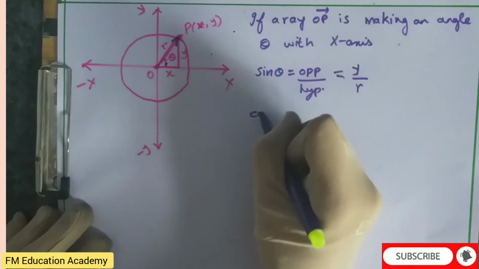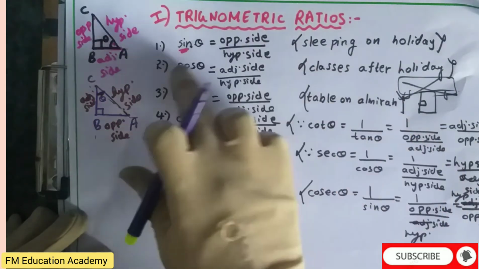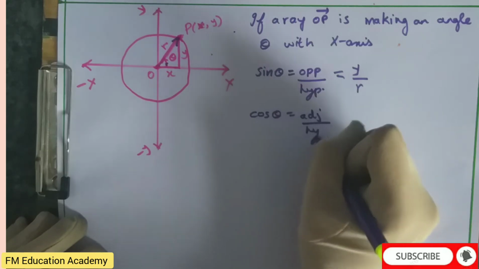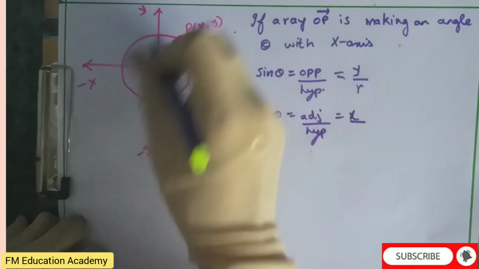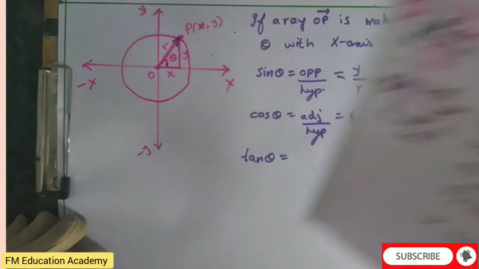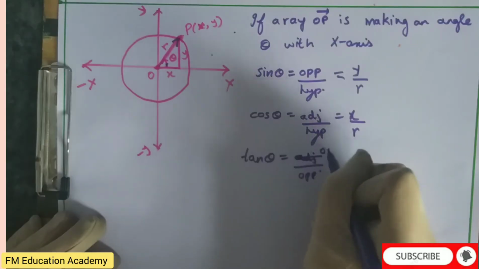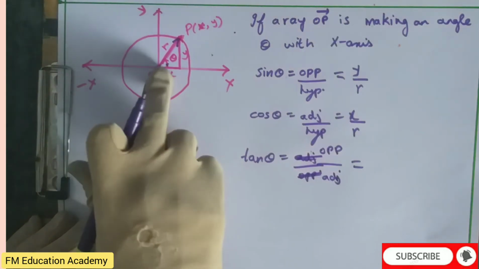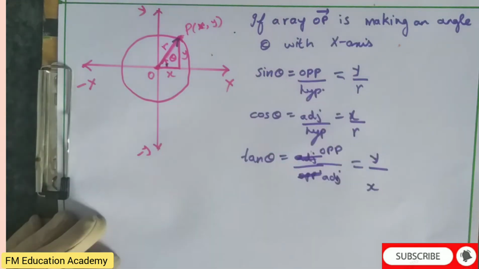Now coming to cos theta. What is cos theta? The hint, remember: classes after holiday. Cos is adjacent by hypotenuse. The side nearest to theta is x. So x by the hypotenuse, r. Now what is tan theta? I told you to remember it in a funny way: table on almirah. Tan is opposite by adjacent. The opposite side to angle theta is y, the adjacent side is x. So we write y by x.